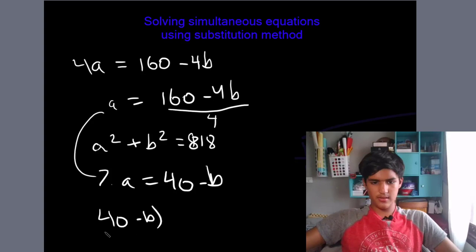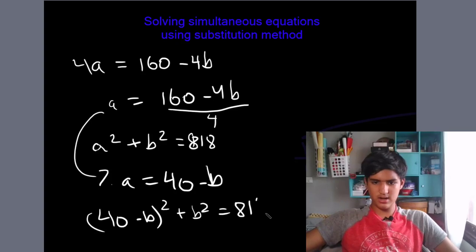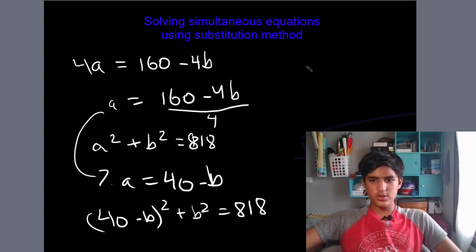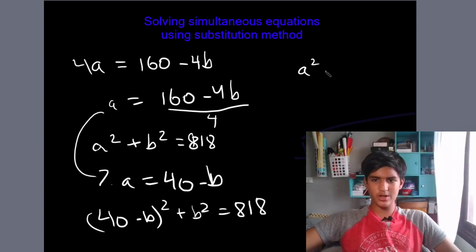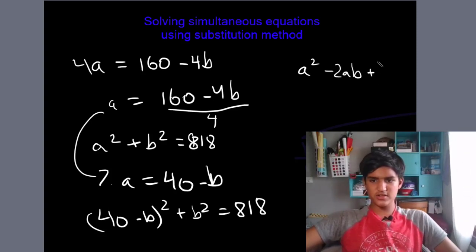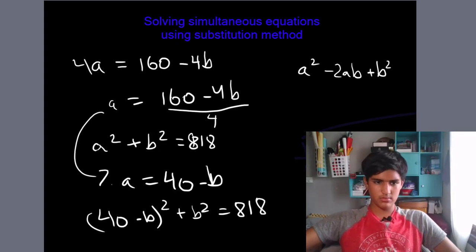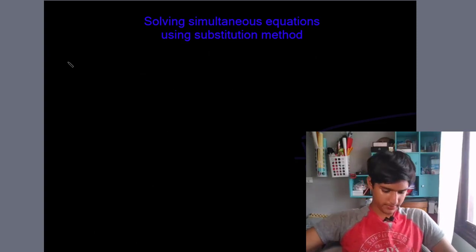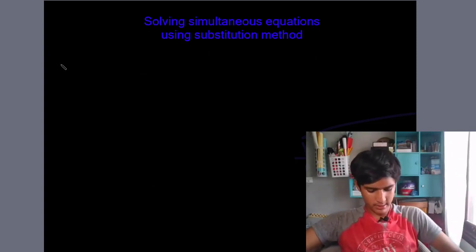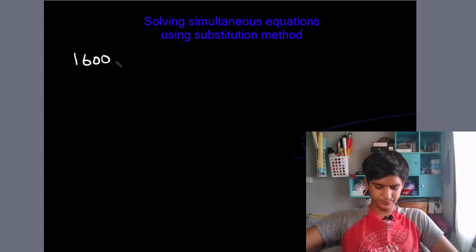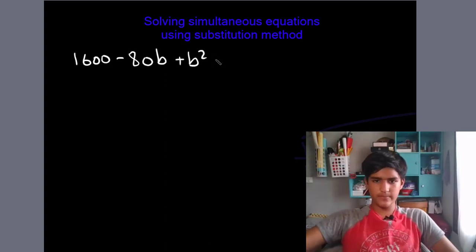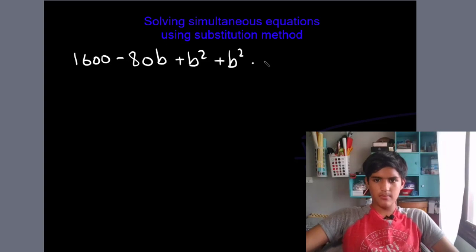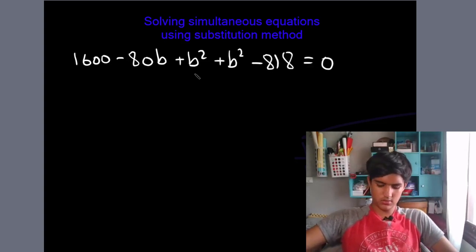40 minus B whole square plus B square is equal to 880. So we're going to be opening this by using the formula of A square minus 2AB plus B square. So 1600 minus 80B plus B square minus 818 is equal to 0.